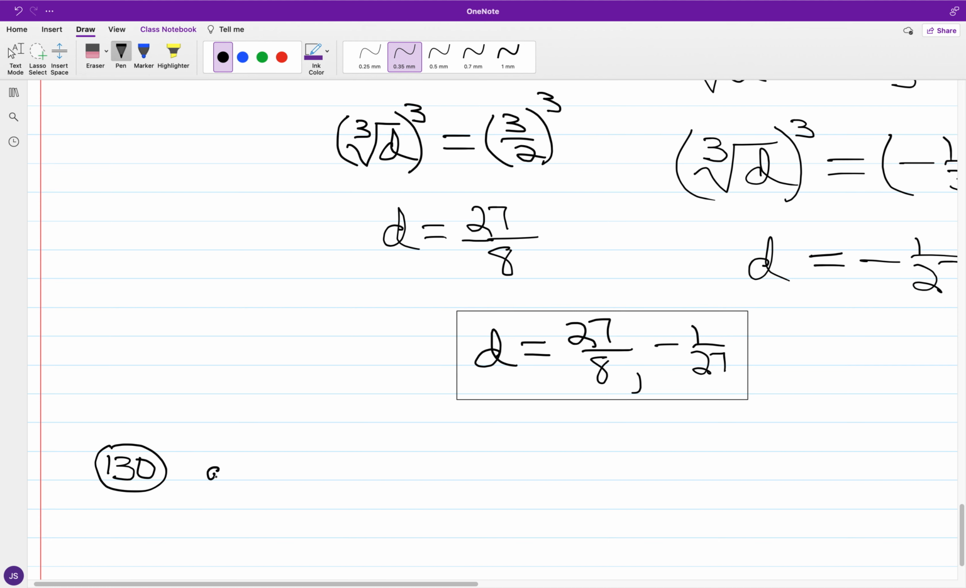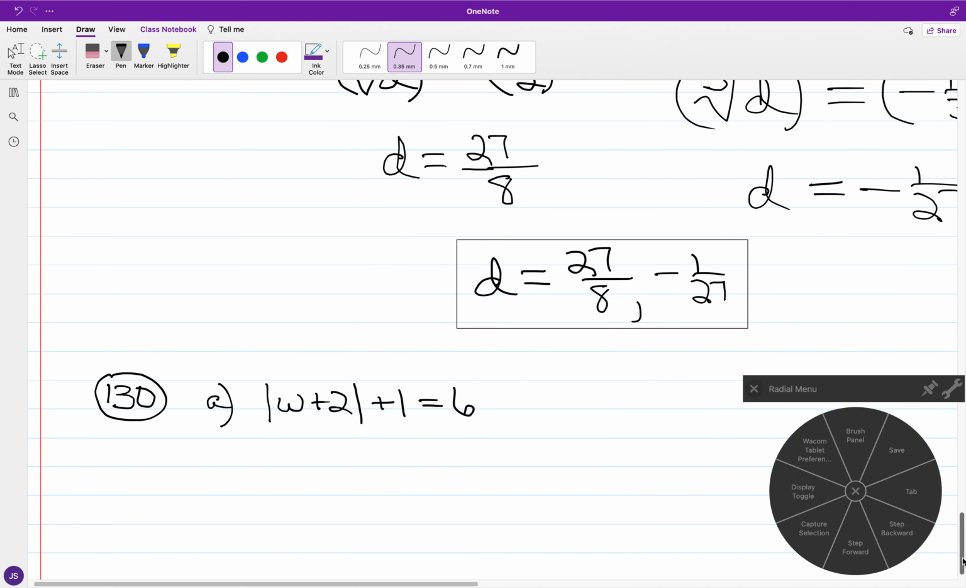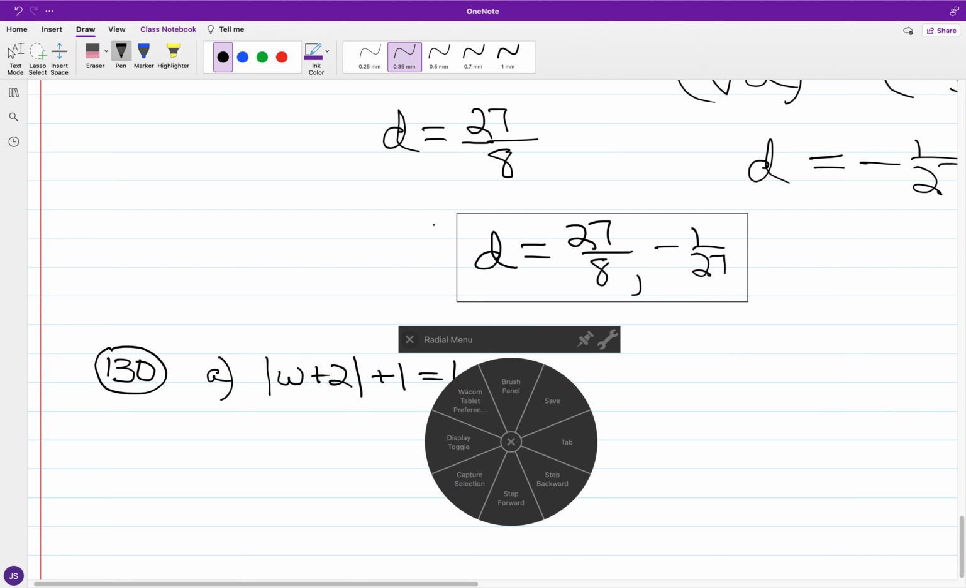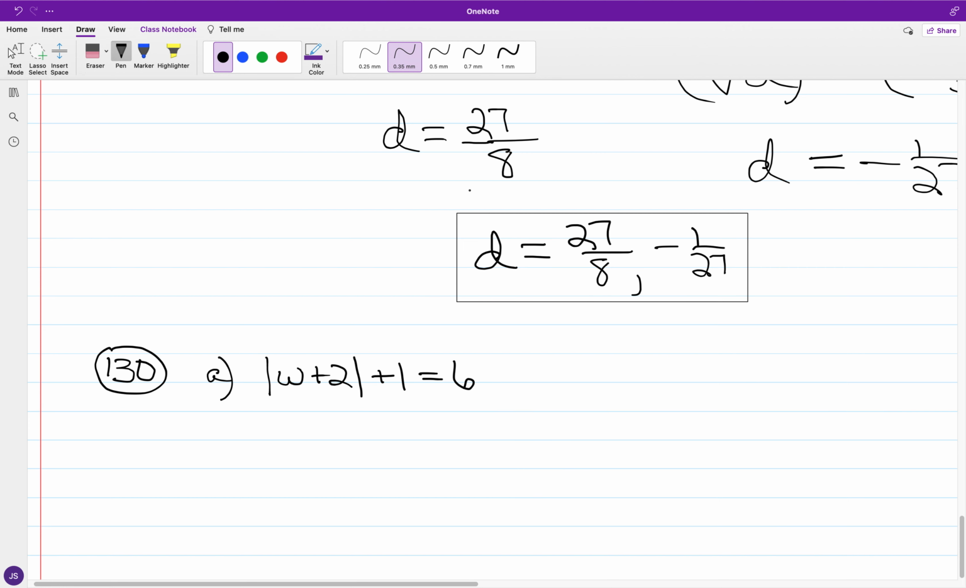For part A, now we're looking at solving for w. Here we have the absolute value equation, whereupon we have the absolute value of w plus 2, followed by the addition of 1, is equal to 6. Again, I want to get the absolute value term by itself. So for what we have here, I can deduct 1 from both sides. I'm going to have the absolute value of w plus 2 is equal to 5.